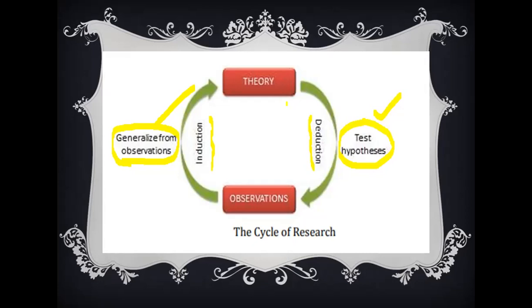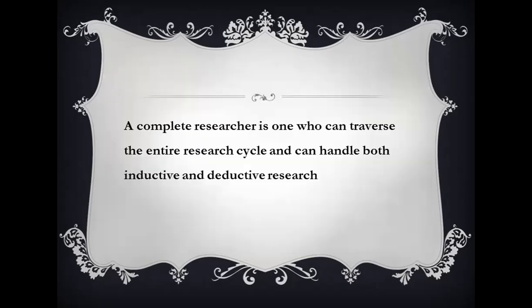This shows that deductive and inductive methods are complementary to each other. Both add to the building up of theory, and both help people to test the theories, in the sense that from theory we may come to observations, and sometimes from observations we may go to the building up of theories. So this is typically what is called the cycle of research.